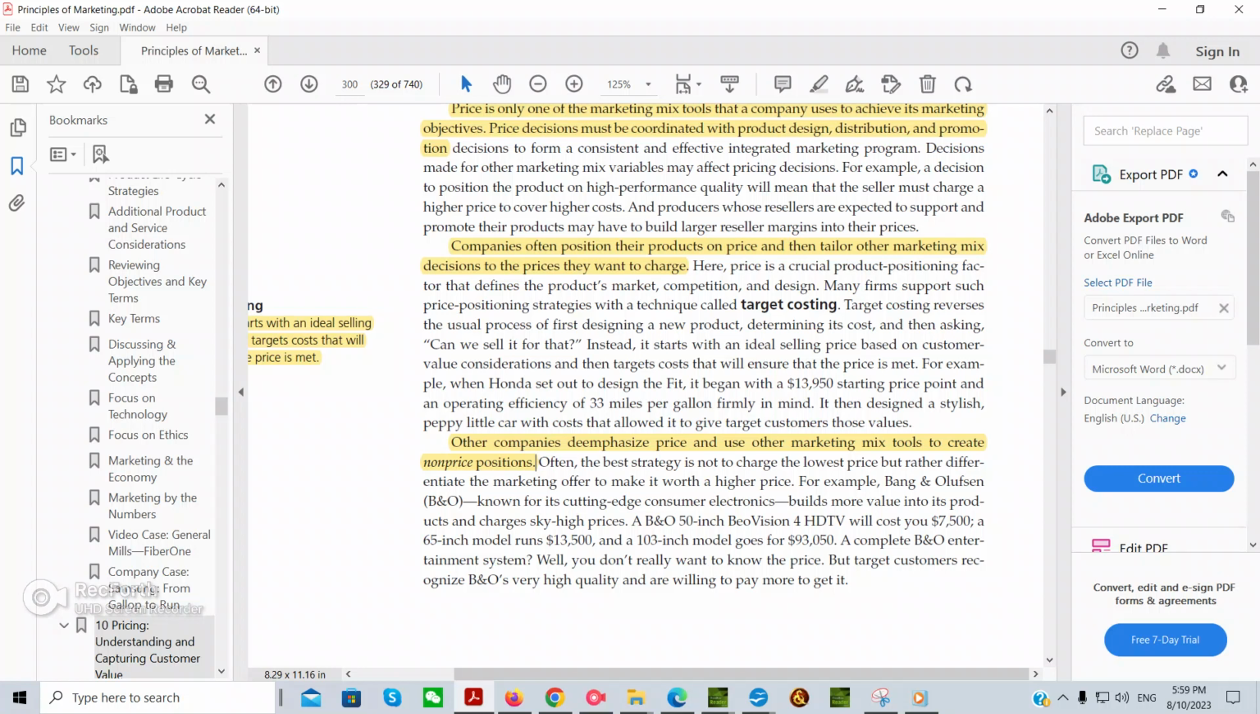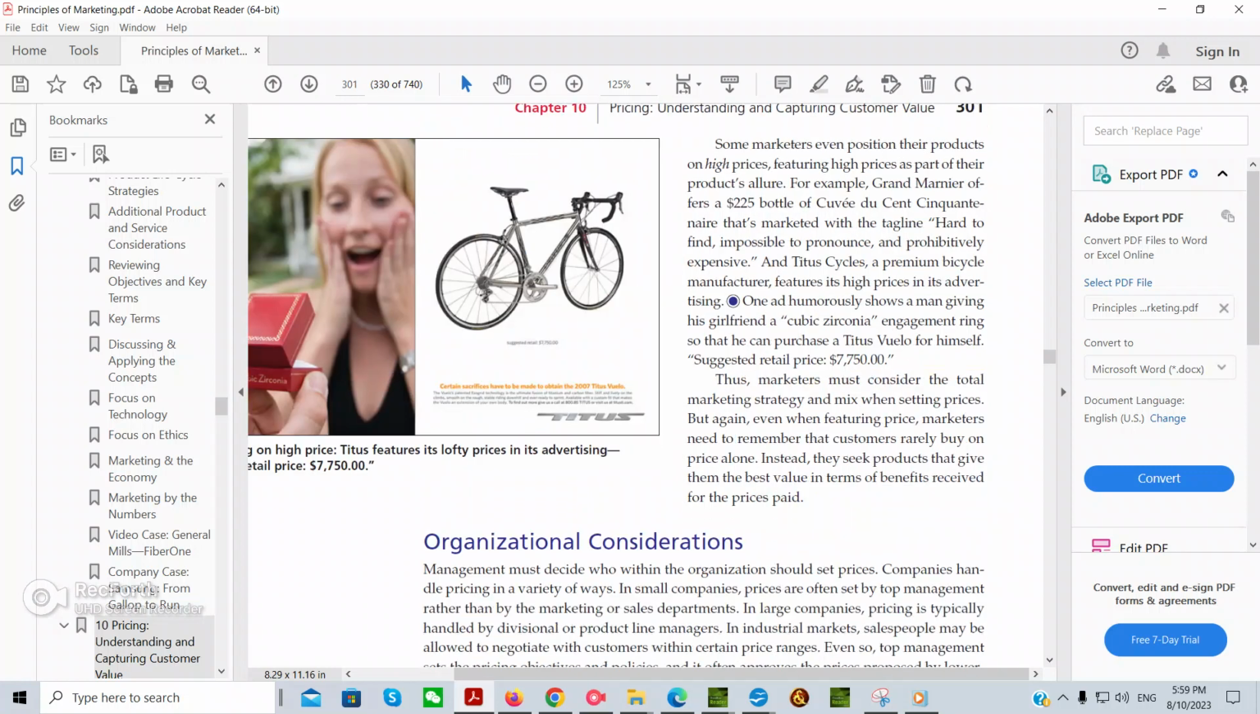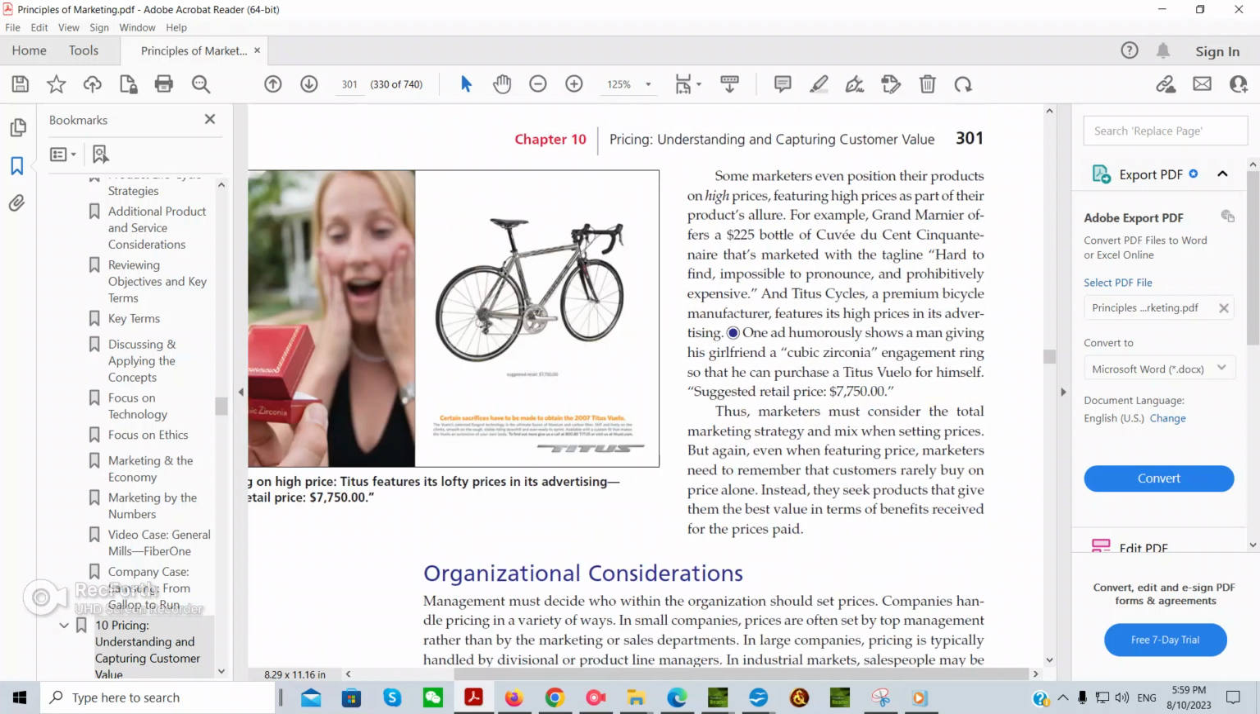And the way to know that is based upon their needs. Okay? Are they using this for commercial purposes, or are they using this for personal purposes? And I'll show you what they value and what they don't value in the context. Now, some marketers even position their products on high prices, featuring high prices as part of the product offering. Right? Just like this. You buy an expensive bike or you buy a cheap bike.